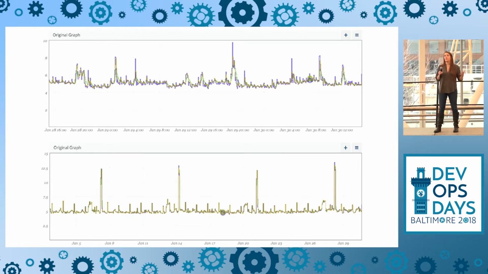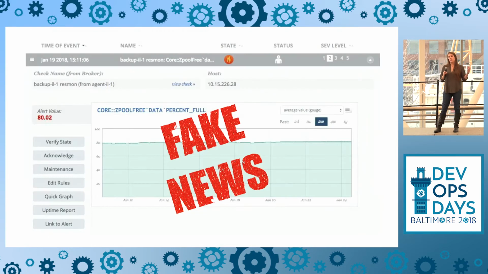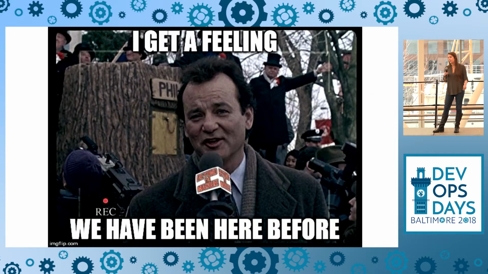But you need to also understand what these metrics are. If you get a page like this, a zpool is 80% full, that's only half the information you need to make a rational decision, because it's a percentage, not a metric. I know that that actually has 3 terabytes left on it, so 80% doesn't matter.